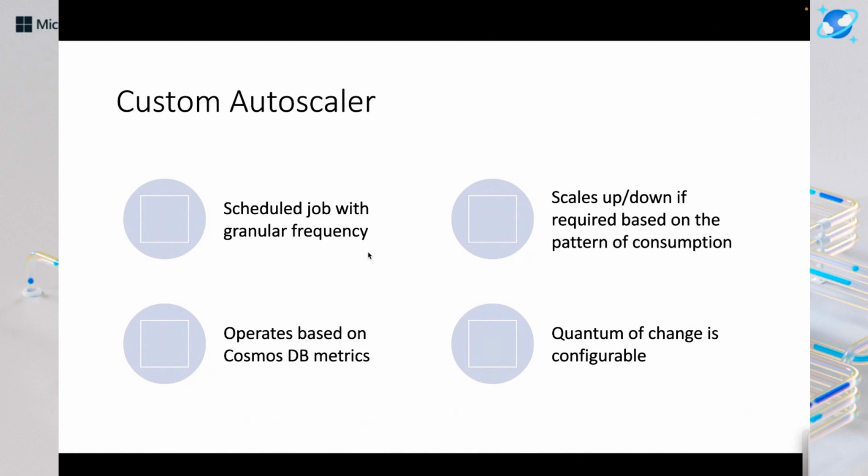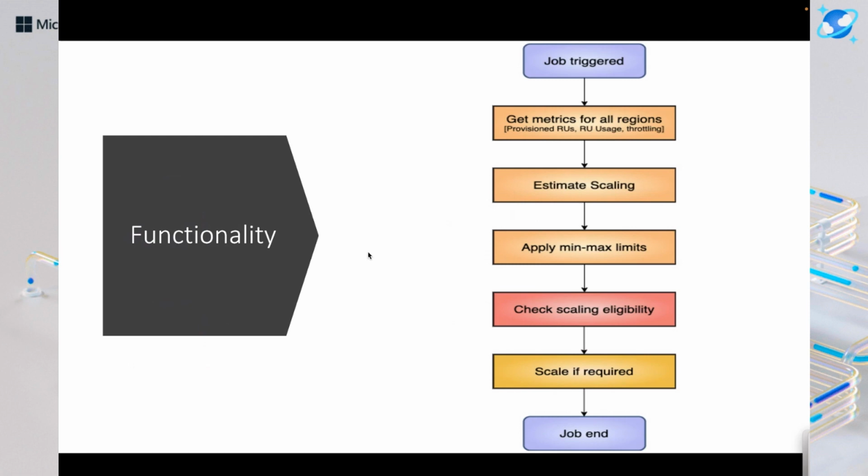So let's see how it works. Whenever the job is triggered, it keeps running on a scheduled frequency which we can set. Then it will get the metrics for all the regions. These metrics include the provisioned RUs, usage of the RUs, and the amount of throttling that we are seeing in all the regions for the last, let's say, 5 minutes, 10 minutes, or whatever time you want. You can configure that time. Based on these metrics, we then estimate the scale: whether we should upscale the RUs, downscale the RUs, or leave it as it is.